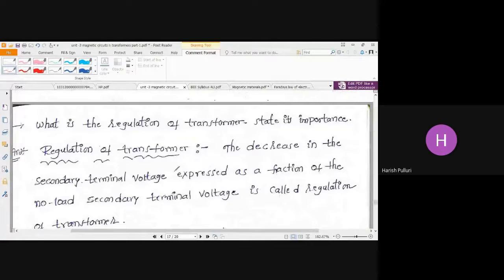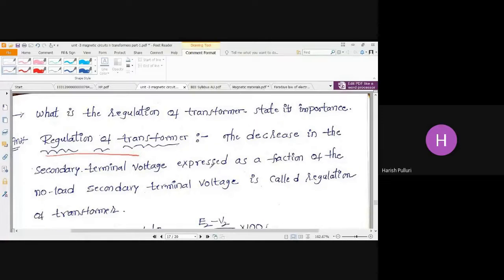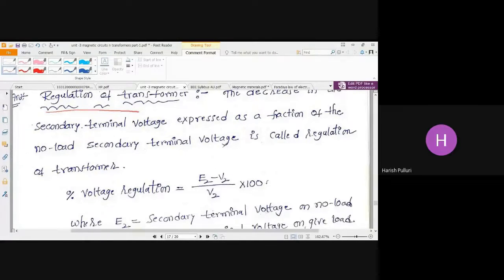Okay, right. So next one is regulation. So what is meant by regulation? Regulation means a simple concept. Again, what is meant by regulation here?